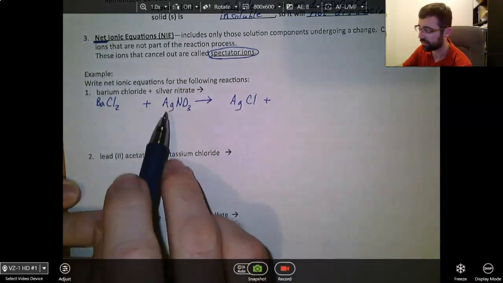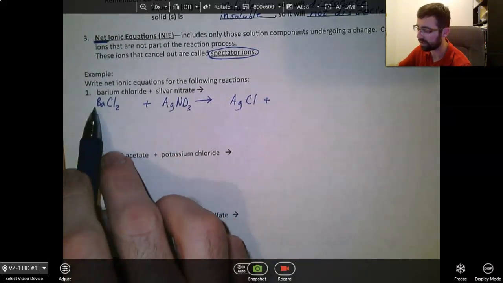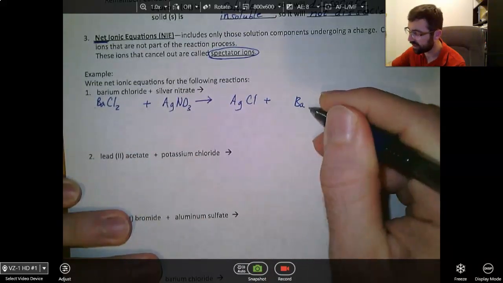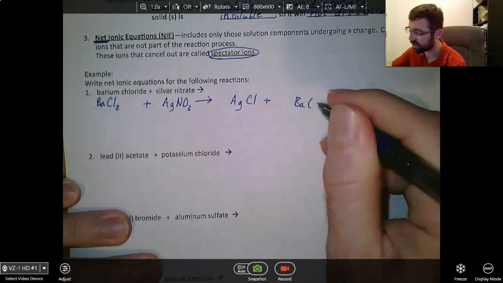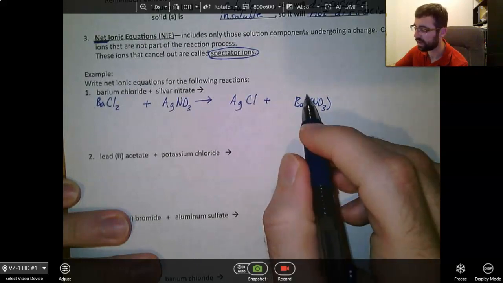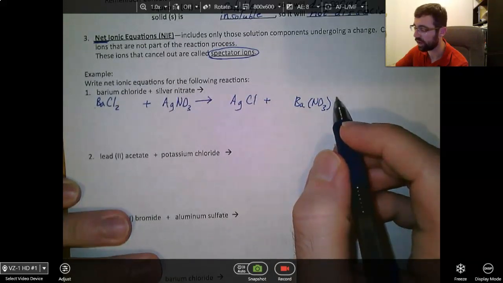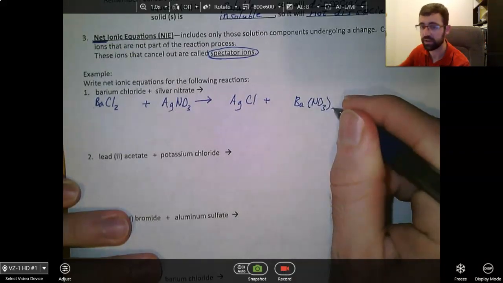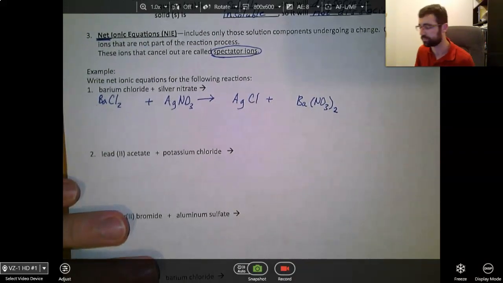And then I'm going to have barium nitrate. Barium nitrate is Ba, has a positive 2 charge, I'm sorry, not positive 1. NO3 has a negative 1 charge. So positive 2, negative 1. I need 2 nitrates to balance out the positive 2 for barium.